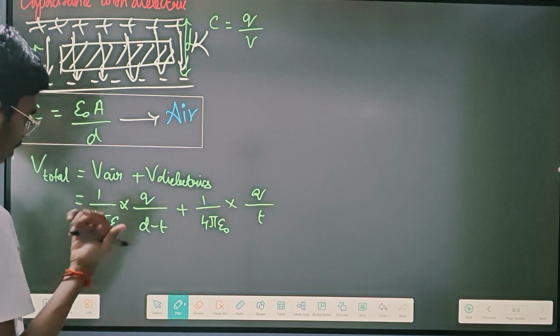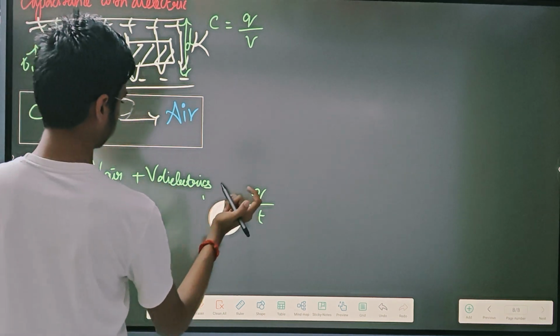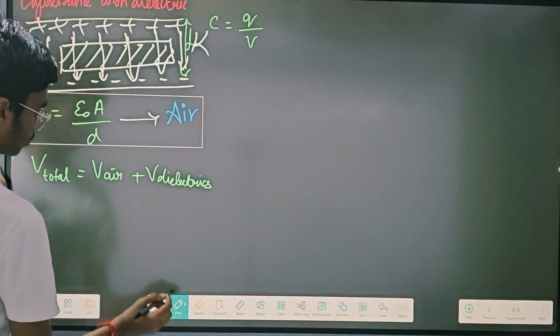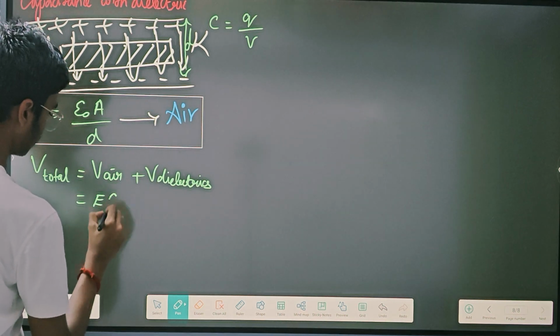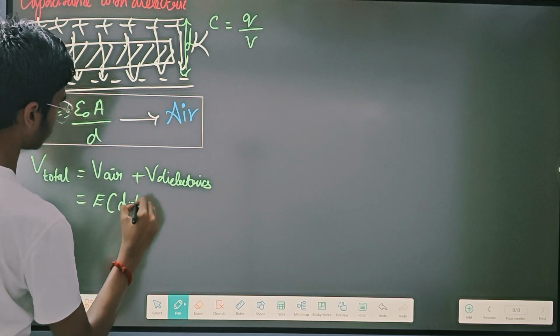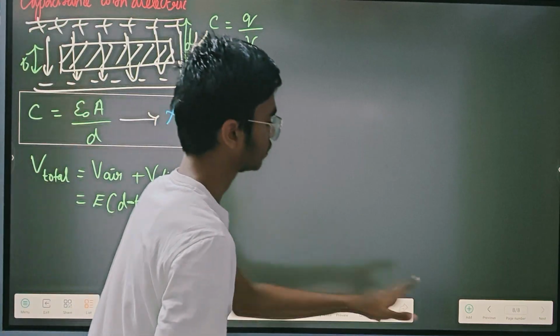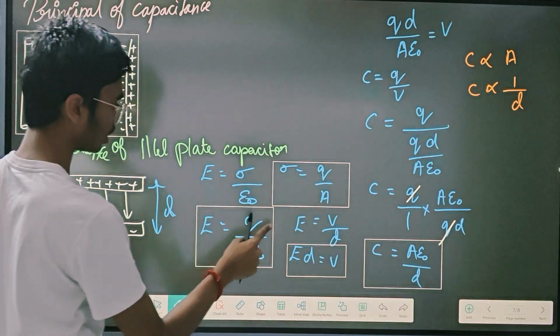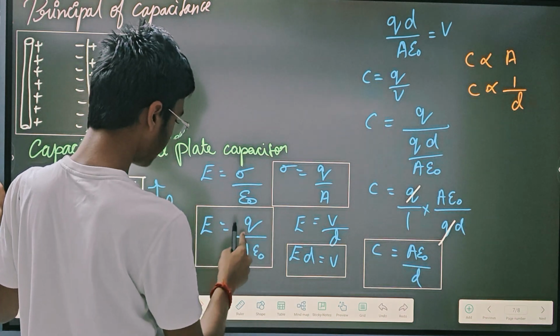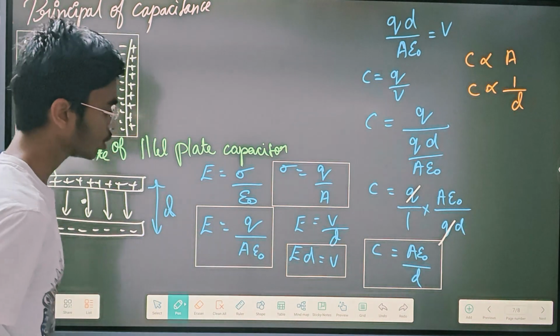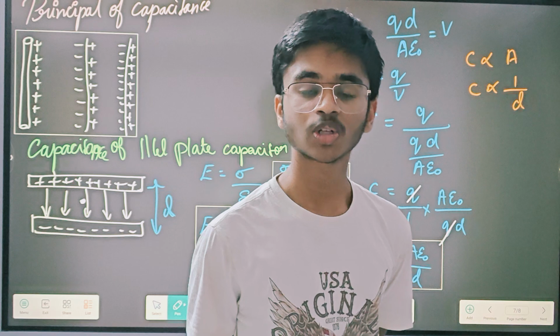That means electric field into D minus T, you have to multiply it. See here, what is E? At last we have got E is equal to Q by A epsilon naught. E is equal to Q by A epsilon naught, and C is equal to what?